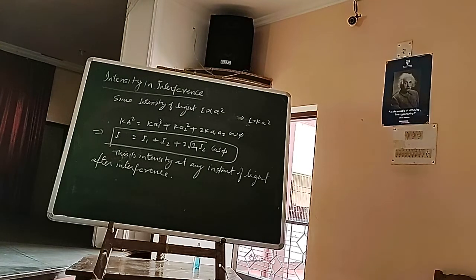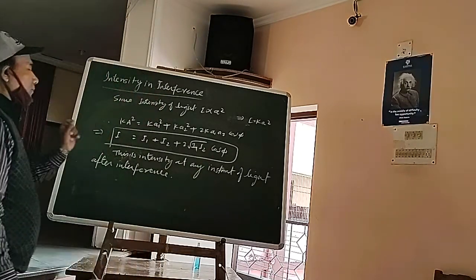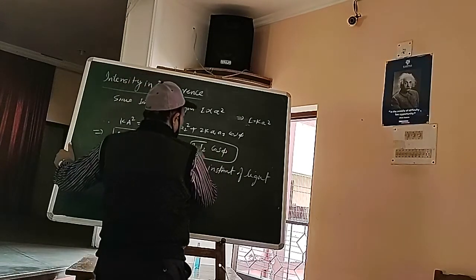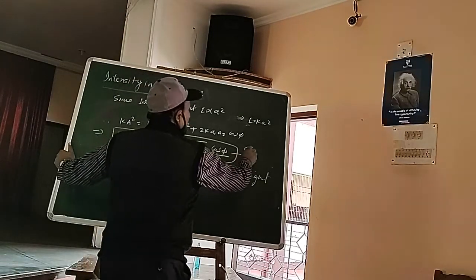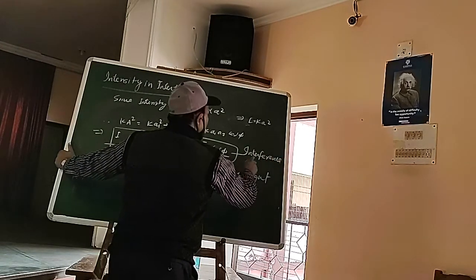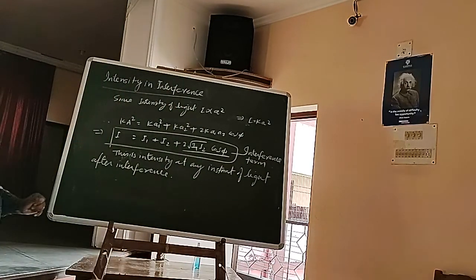Now we will study the condition for constructive and destructive interference. Here 2 root (I1 I2) cos phi is known as the interference term.